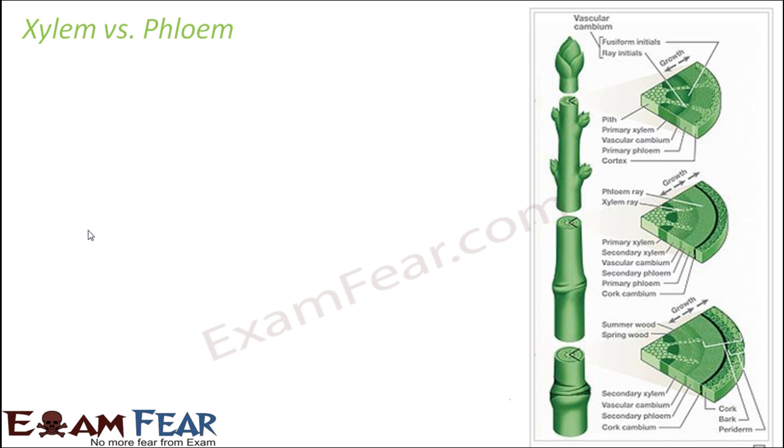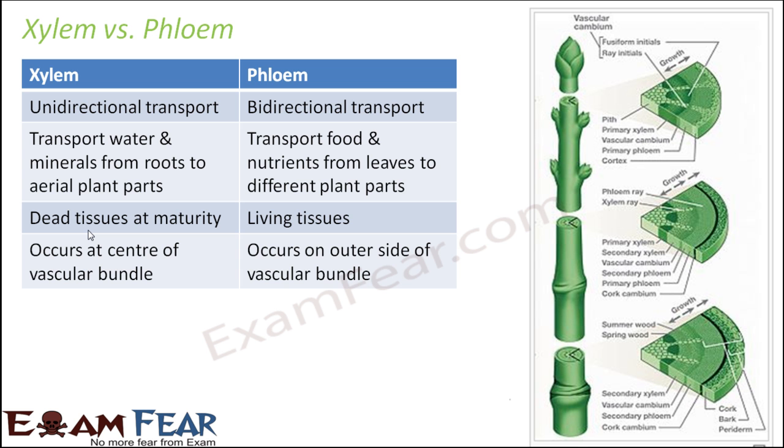Now on phloem, and let us have a quick recap of xylem versus phloem. So what are the differences that we observed when we spoke about the two? Talking about the direction of conduction, xylem is unidirectional, that is, it is always downward to upward, whereas phloem is bidirectional, upward as well as downward. Xylem transports water and minerals, whereas phloem transports food and nutrients.